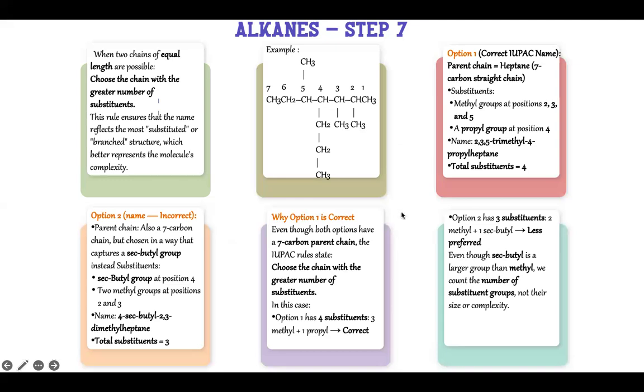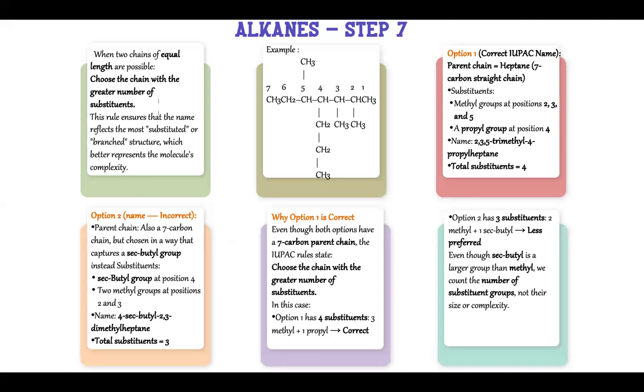And then for option 2, why is the name incorrect? Because the parent chain, as we know, is also a 7 carbon chain, but chosen in a way that captured a sec-butyl group as a substituent. The sec-butyl group is at position 4 and methyl groups at positions 2 and 3. The name is 4-sec-butyl-2,3-dimethylheptane, and the total number of substituents is 3.